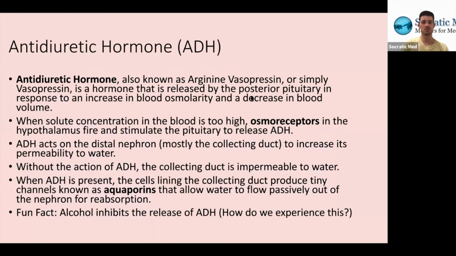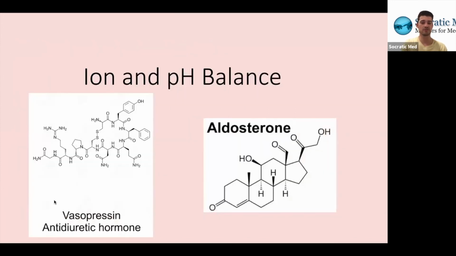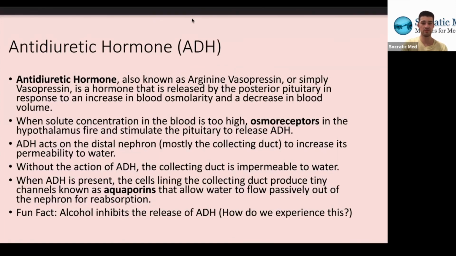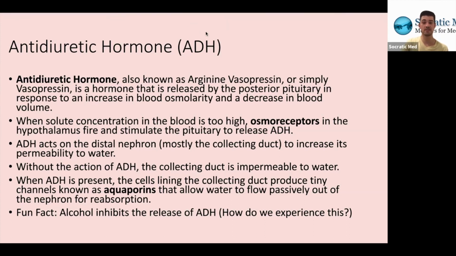So the first one we're going to talk about is ADH. Also, like on the other one, it's also known as vasopressin. This one on the left is ADH, antidiuretic hormone. It just has a bunch of different names: arginine vasopressin, argipressin, AVP, ADH, vasopressin alone. So it's a hormone that is released by the posterior pituitary in response to an increase in blood osmolarity and a decrease in blood volume.